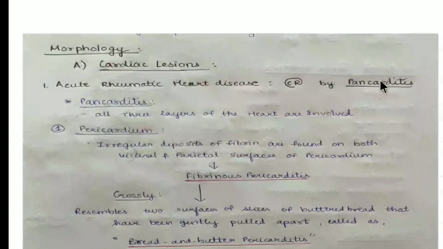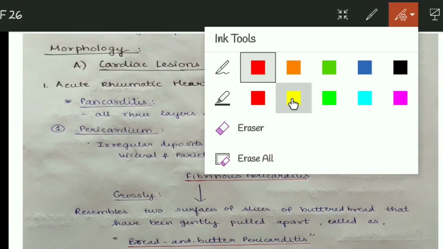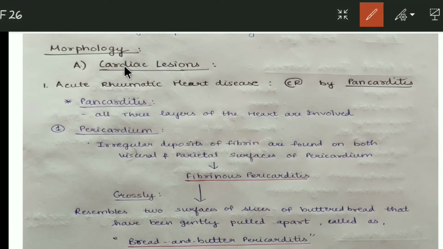Next, morphology. Here we have divided it into two types, the cardiac lesions and extracardiac lesions. In the cardiac lesions, the first is acute rheumatic heart disease, which is characterized by pancarditis. Pancarditis means all three layers of the heart are involved.